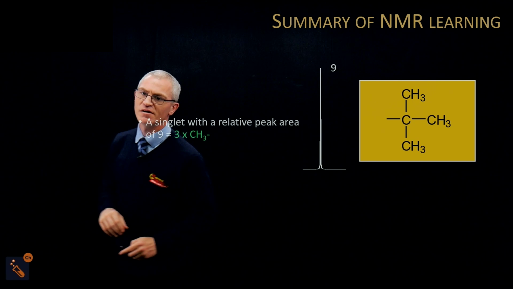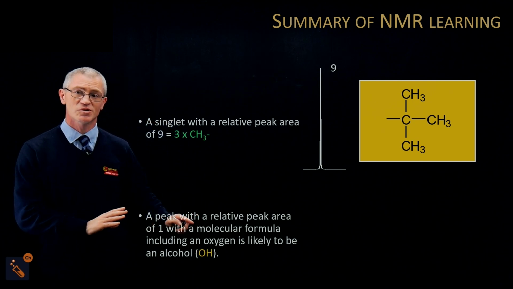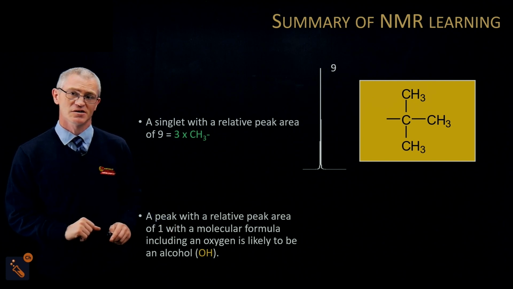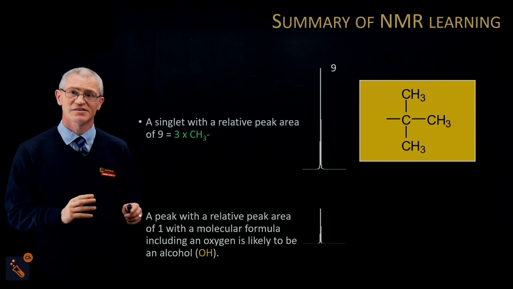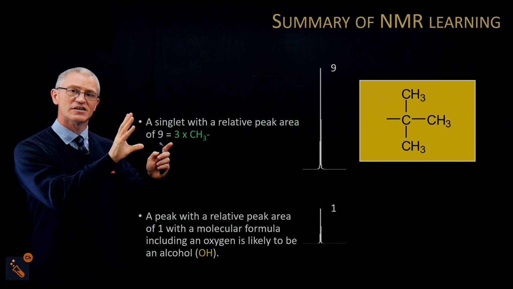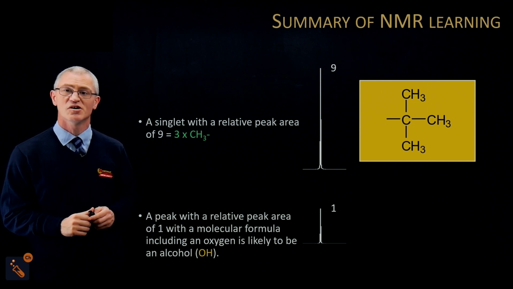Brilliant. The next one is a peak with a relative peak area of 1 with a molecular formula including oxygen, which is likely to be an alcohol. Other things, it's likely to be quite broad at the bottom. And those are the 2 learning parts from here. Can you recognise an alcohol? Can you recognise these 3 CH3s bonded to a carbon with no hydrogens on it?